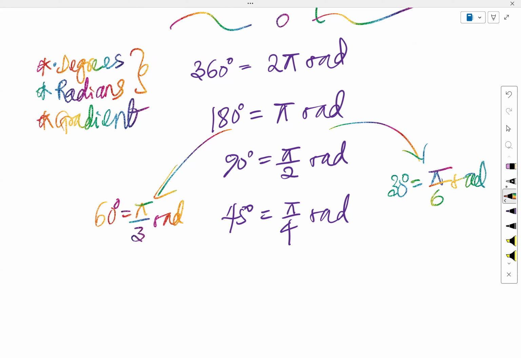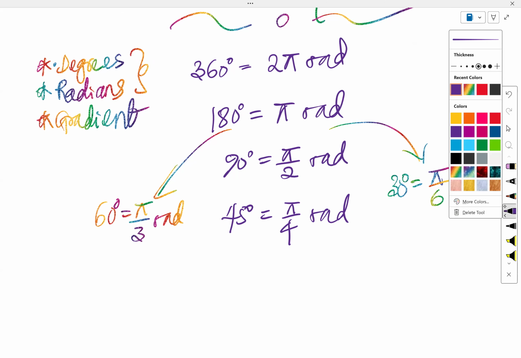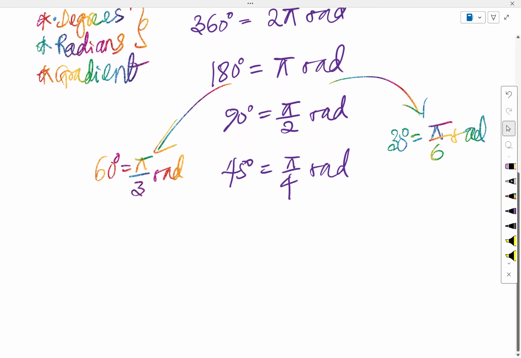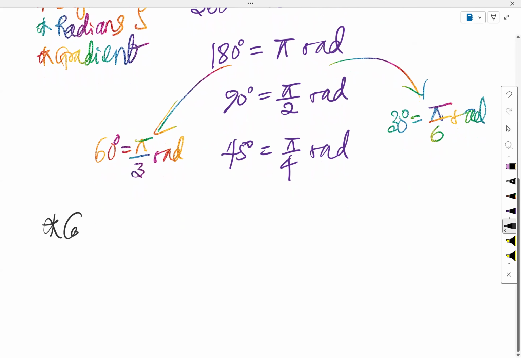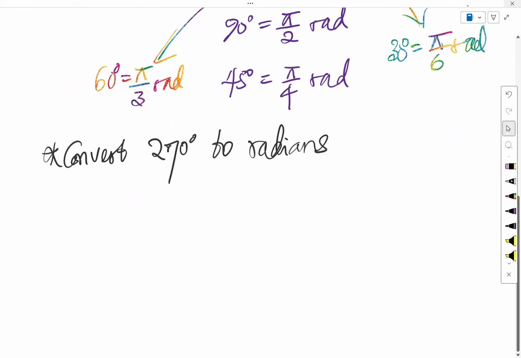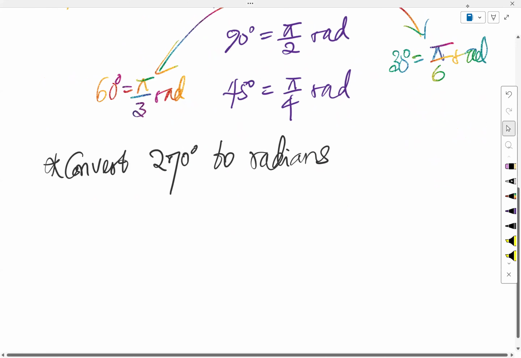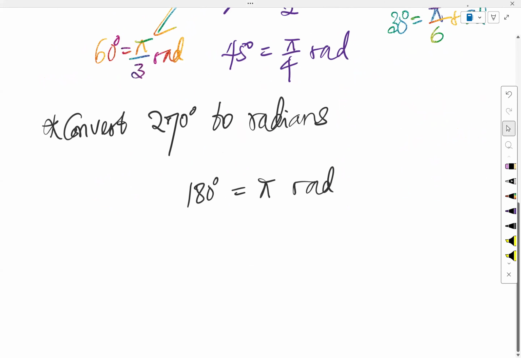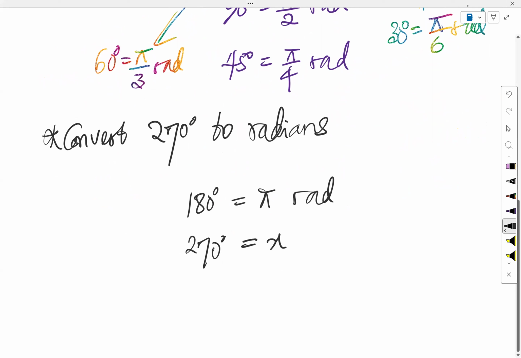So you can keep playing around with this, because this becomes very useful, as we are going to see as we go on subsequently. Now you should be able to convert from degrees to radian, depending on whatever you're given. For instance, if I say convert 270 degrees to radian, you simply establish the fact that 180 in degrees is the same thing as pi in radian. So if you have 270 degrees, let's assume that is x in radian. You have to cross multiply and get the value of x.